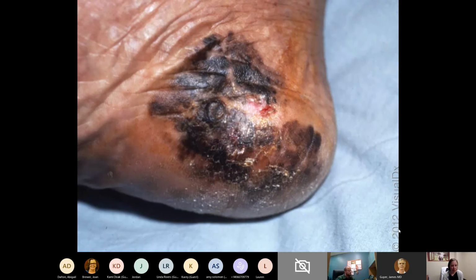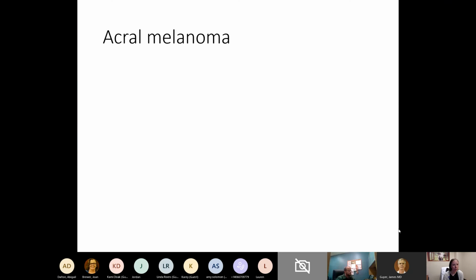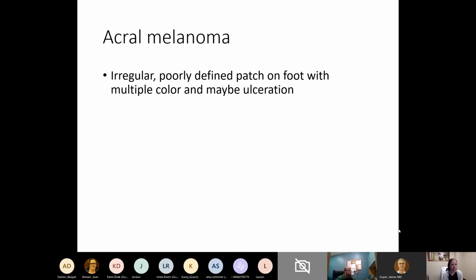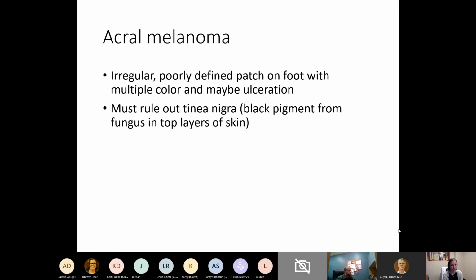They have let this go on for much longer, and you can see that it's been ulcerated and started to bleed in certain spots. So you know this is bad. And this is an acral melanoma, and not super common, but we certainly see it every so often. This has a genetic predisposition, and we see it in people with darker skin, but it's very irregular, multiple colors, it might ulcerate.